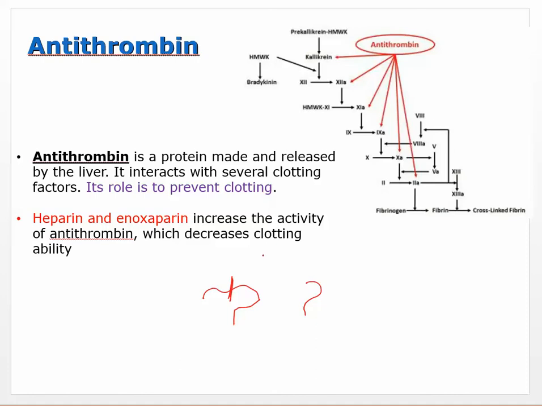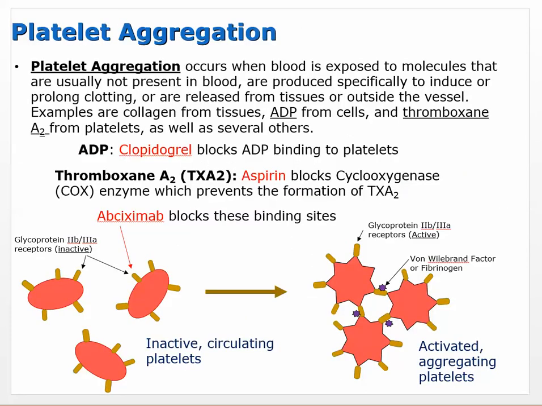It's just not that whole complete protein. So there are a couple of others, and that's what they do: they hold that antithrombin onto these molecules and onto these clotting factors and keep them from being activated, so they can't be activated. So that's how those drugs work.